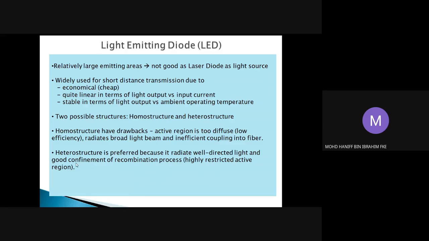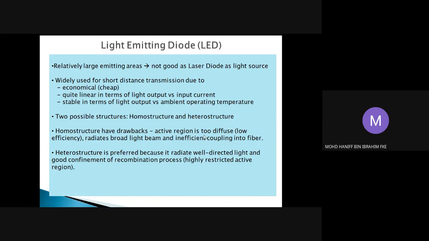And in terms of the recombination process, there is a good confinement, because there is a special region for the recombination process. Due to this, the light is well directed as a result of a very restricted active region. So in most cases, the heterostructure is preferred as compared to the homostructure.